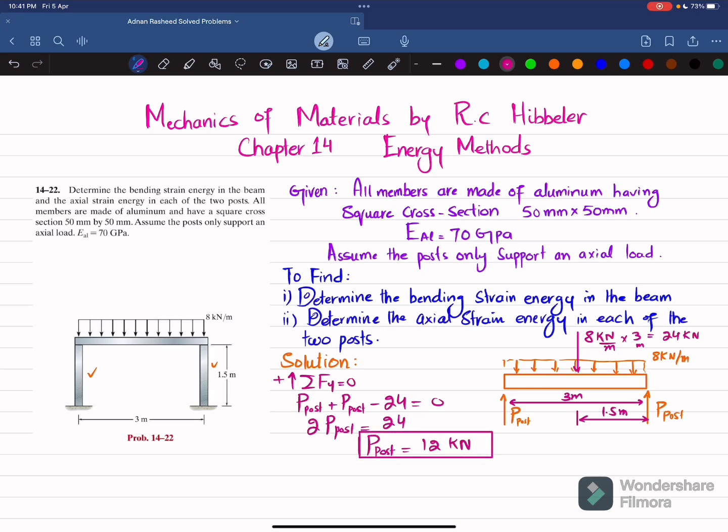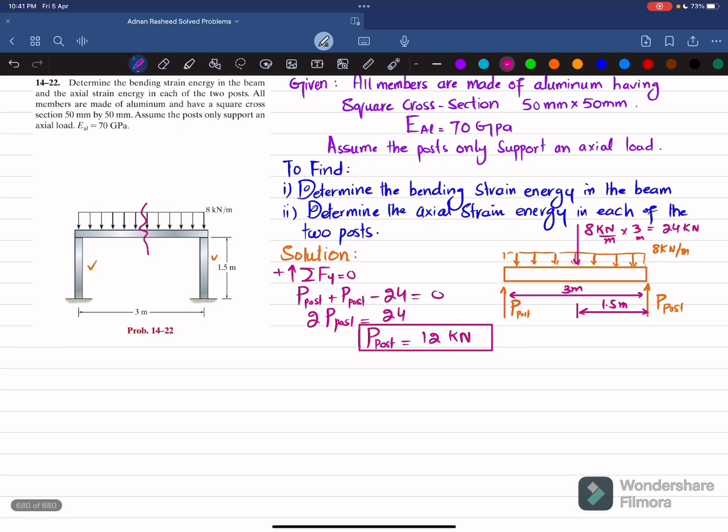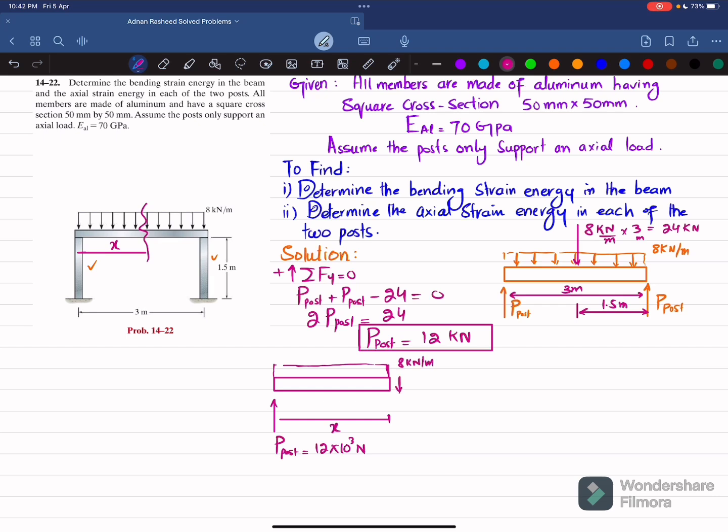Clear? Now we will move further, and what we will do is cut this beam at any length x. And we will draw the free body diagram in order to find the equation for moment. So look, you can see this is the beam. Here we have one load P of post, which is equal to 12 into 10 to the power 3 Newton there, and the length of the beam where we cut it is x, and there is a uniformly distributed load on this which is 8 kilonewton per meter. So when you cut it, you will have a shear force and a moment. This is your point 1.